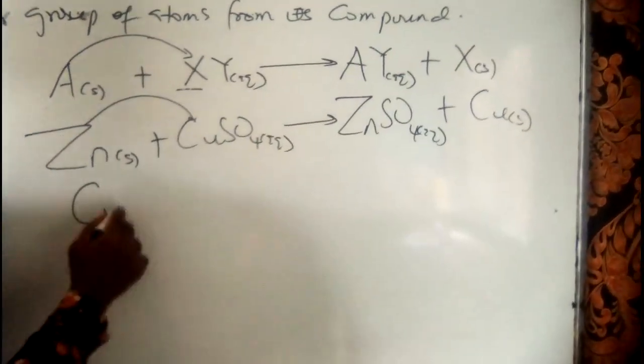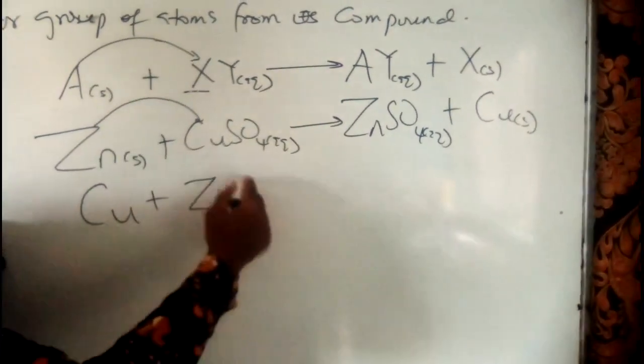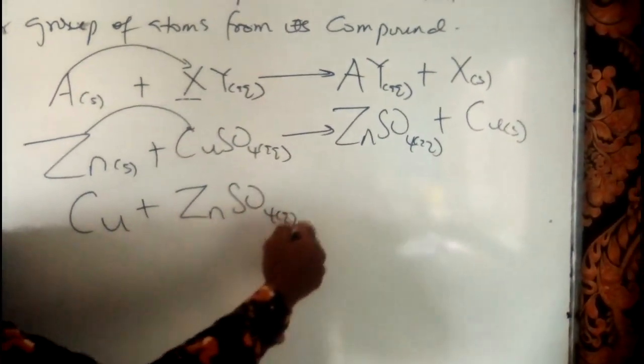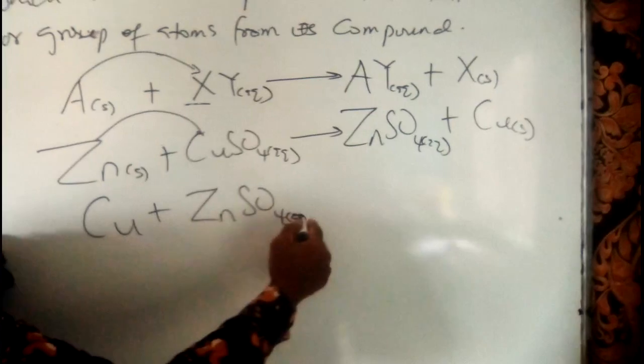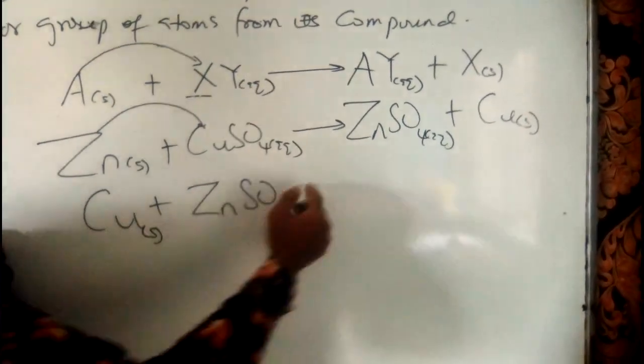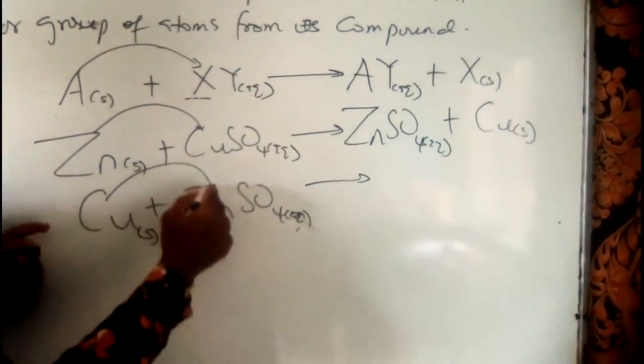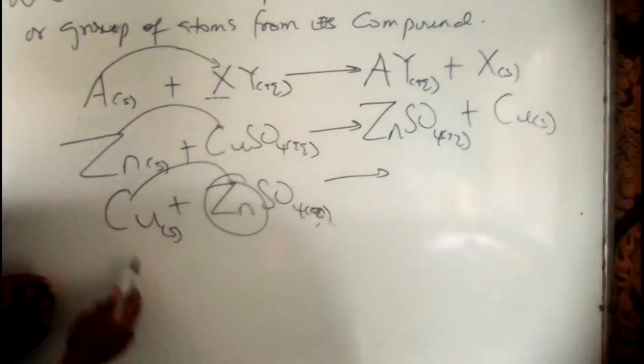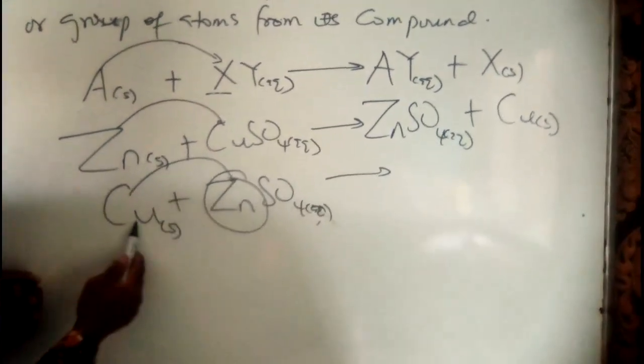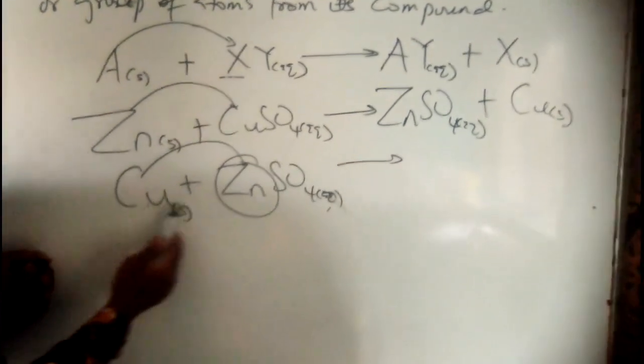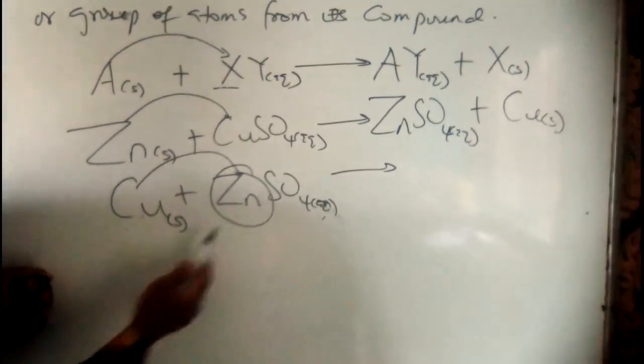Can copper do the same for zinc? Can copper displace zinc from its solution? The answer is no. Copper cannot displace zinc because copper is less reactive than zinc.